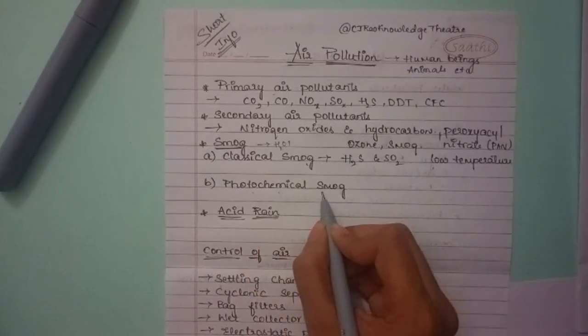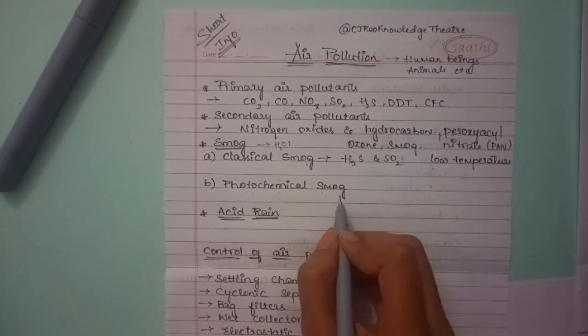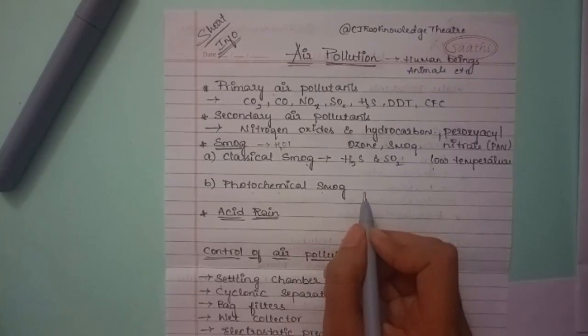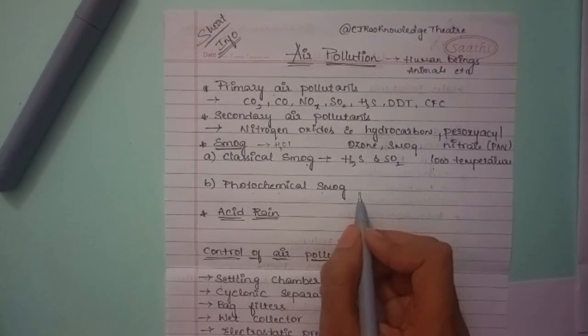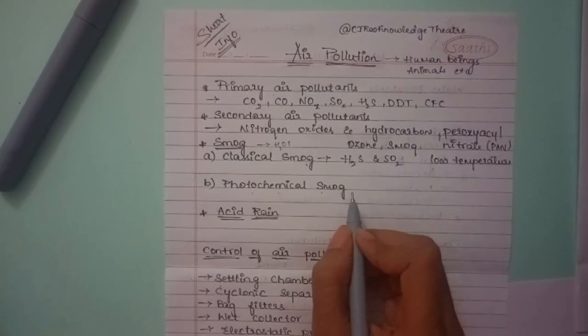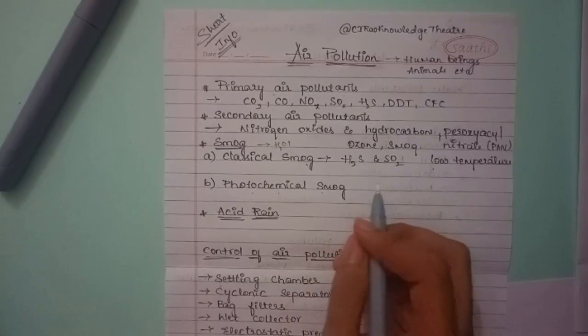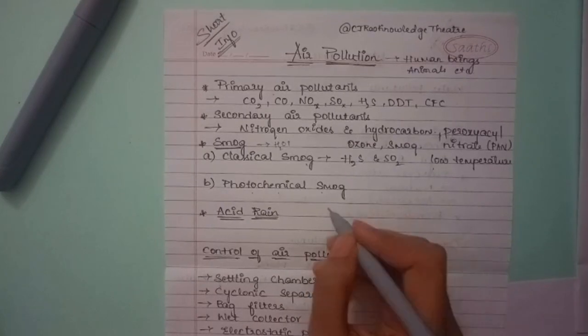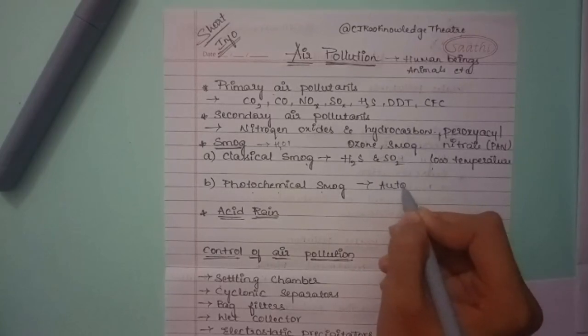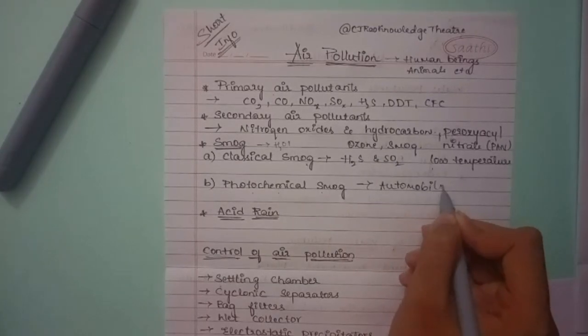Photochemical smog contains secondary pollutants or photochemical oxidants. It is a gray or yellowish brown opaque smog formed at high temperature over cities and towns due to still air, with emission of nitrogen oxides and volatile hydrocarbons from automobiles and solar energy. It is made from automobile exhausts.